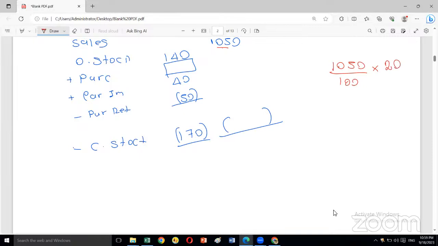So I'm going to multiply by 20. Why 20? Profit is 20%. Okay, I can find the profit. For these sales, they are keeping a 20% profit.